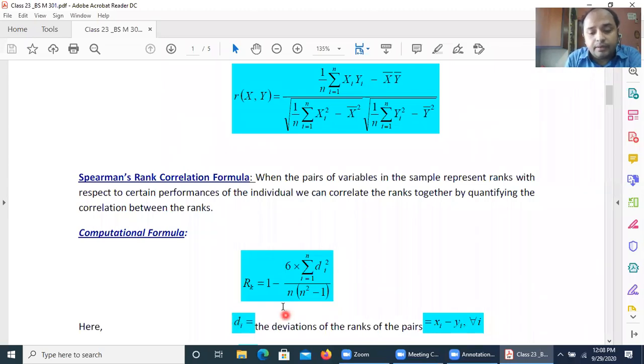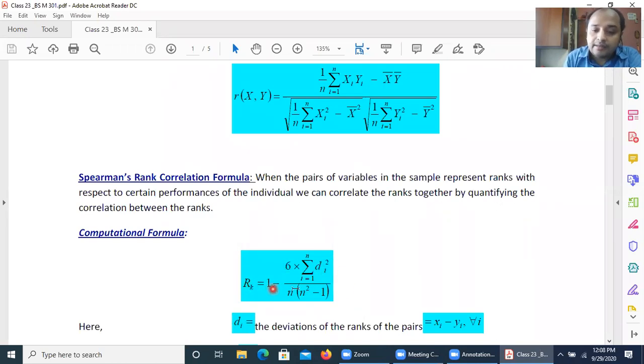The formula is very simple. Here 6 is a coefficient, a factor, which is multiplied by the term summation di square. We calculate the di's and take the square of that, because if I do not square the di's and consider the sum of the deviations, the sum of the deviations is always 0. So rank correlation would always be 1, which is absurd. Rank correlation is not always 1. So we need to take the square of di.